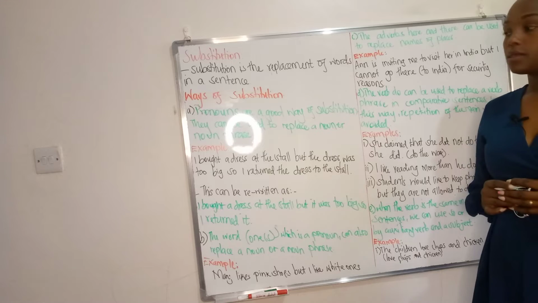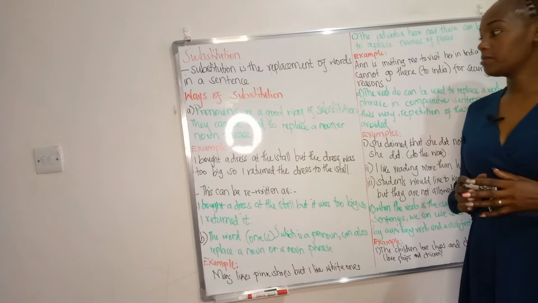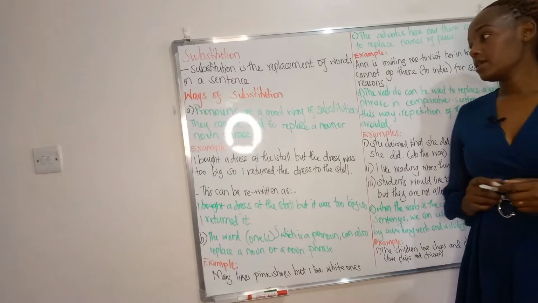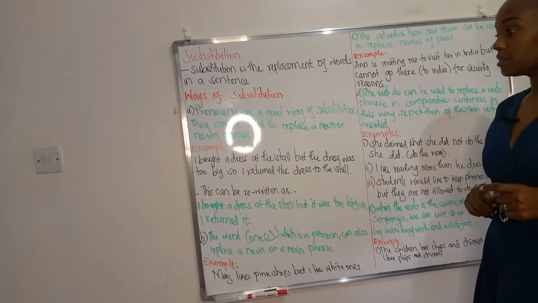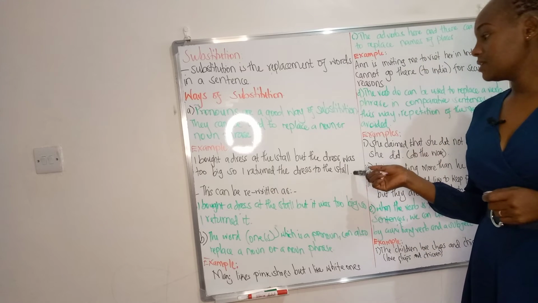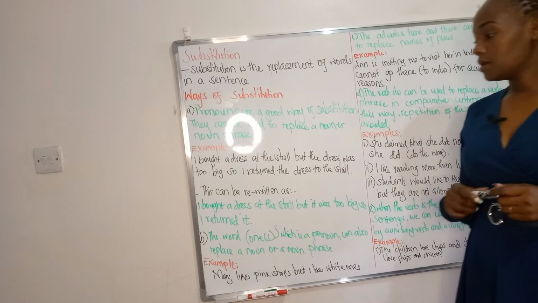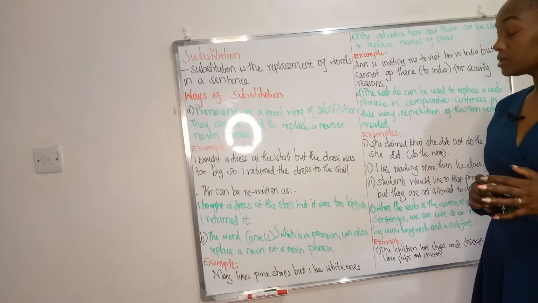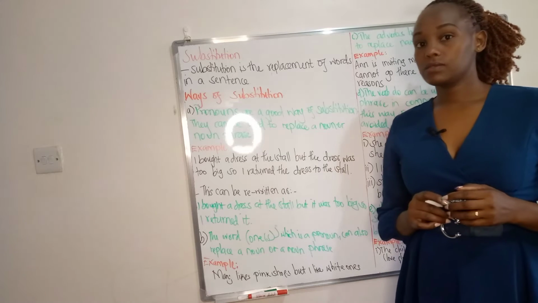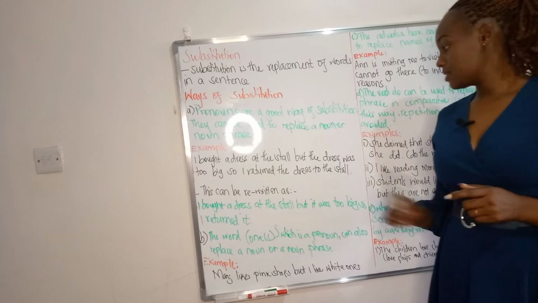The first way, pronouns are a good way of substitution and they can be used to replace nouns or noun phrases in sentences. Let us consider the following example. I bought a dress at the store, but the dress was too big, so I returned the dress to the store. Now, you will notice that this sentence is too wordy and there is a lot of repetition, like the word dress is repeated severally.